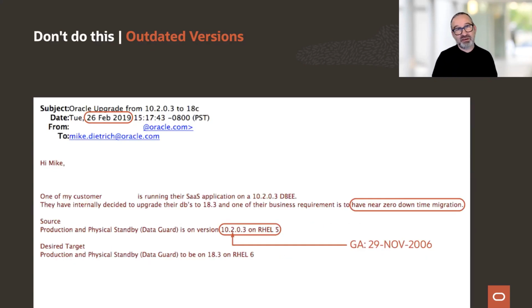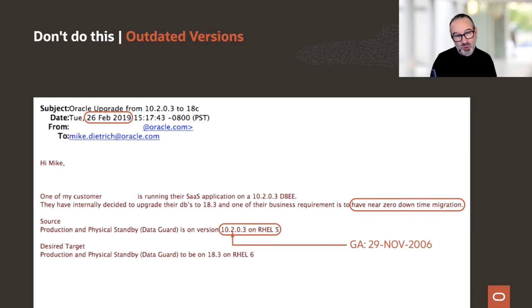The next one here, another email, just came a month later from another colleague here. So you see from oracle.com. And here the customer is running a SaaS application, so software as a service, on 10.2.0.3 Enterprise Edition. Now they have decided to go to 18c, so most likely this is on a Linux system which doesn't support 19c yet, or 19c at this point wasn't out on-prem yet. The customer wants to have near zero downtime. So of course, we would come in and say, hey, GoldenGate is the solution.